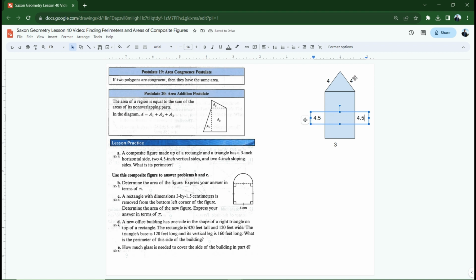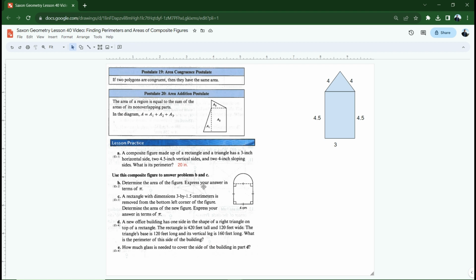4 plus 4 is 8. 4.5 plus 4.5 is 9. 8 plus 9 is 17. 18, 19, 20. The perimeter of this is 20. Let's see if I'm right. 20 inches. So all I needed to do is draw the figure they were talking about, put on the sides, and then I was easily able to figure it out.